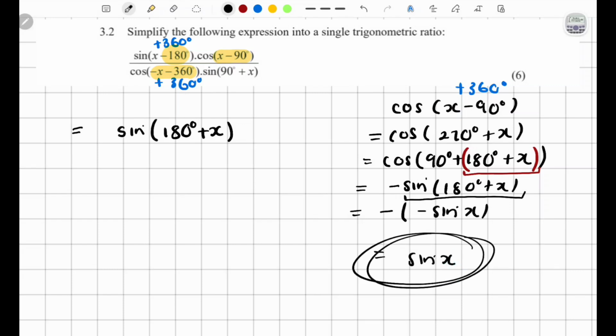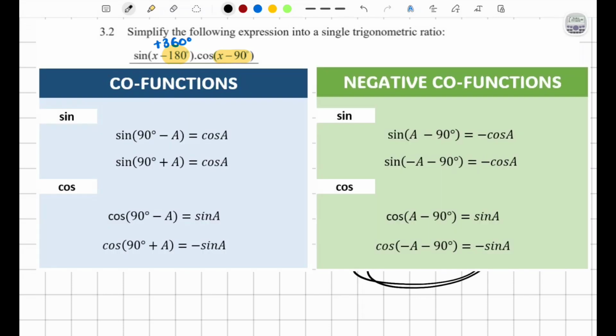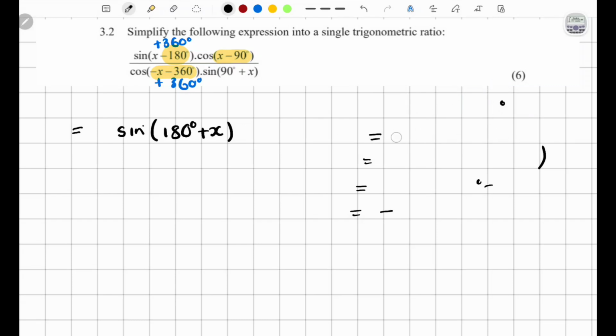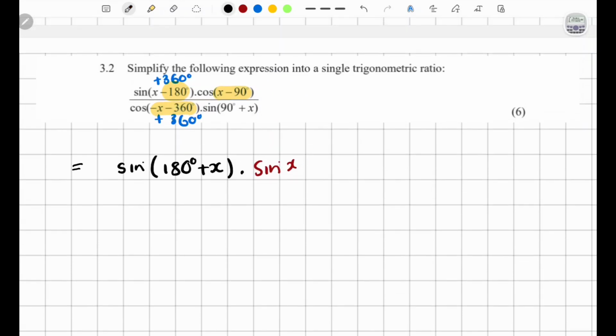So you can still study the cofunctions. Here they are again. You can take a screenshot and just make sure you remember about that one. That has come up a lot. So all in all, that one simplifies to sine of x. So we can just rewrite that there. So over here, we just have multiplied by sine x over. Here we're adding 360 because the angle is negative. So this is cos of, if you add 360 to negative 360, you get nothing. You get negative x. Okay.